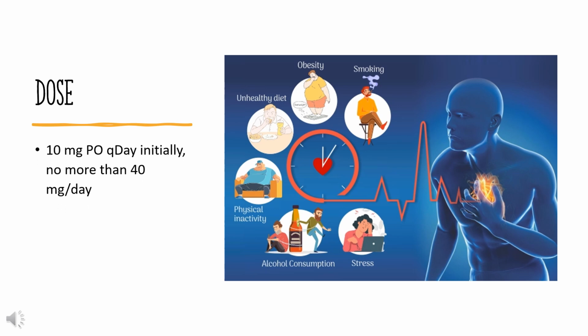Dose. The dose of this medicine will be different for different patients. Hypertension: 10 mg per day initially, no more than 40 mg per day. Congestive heart failure, adjunctive to diuretics and/or digitalis: 5 to 10 mg per day initially, no more than 40 mg per day.